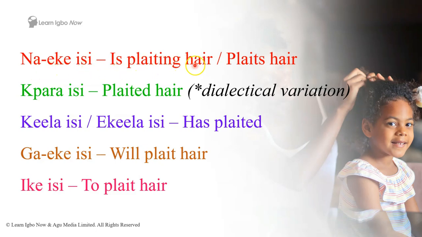Na-eke is plaiting hair or plait hair. Ana m eke, I am plaiting hair. Na-eke is plaiting hair or plaits hair. Kpara, plaited hair. This is the past tense of the dialectical variation of na-eke. So you can either say na-eke or na-akpa. So kpara and kere mean the same thing in case you hear it anywhere. So kpara is the past tense of plaited hair.